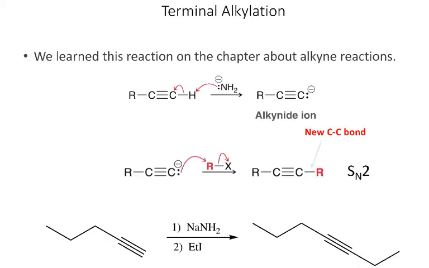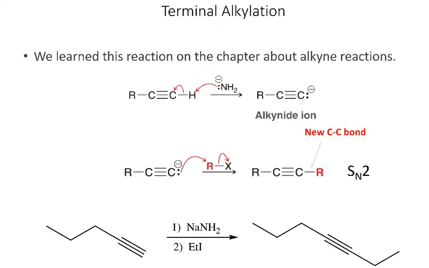So first is terminal alkylation. And so we learned this reaction in the chapter about alkyne reactions. And so if you remember for this reaction, if we take a terminal alkyne and we react it with a strong base, that strong base is capable of deprotonating our alkyne to produce this alkynide ion. And then this alkynide ion is a good nucleophile, so if we introduce it to an alkyl halide, right, we can get an SN2 reaction to make a new carbon-carbon bond.